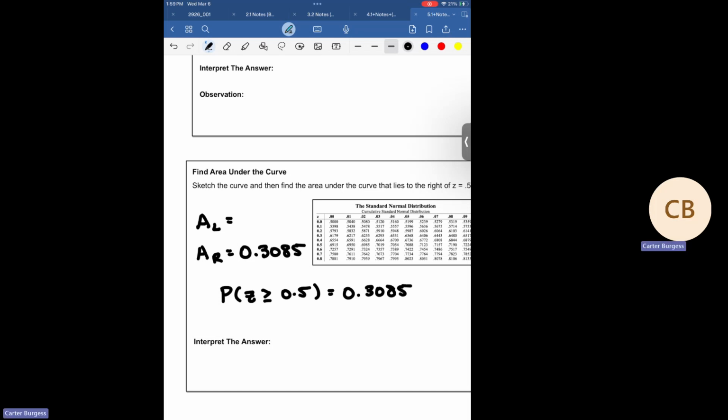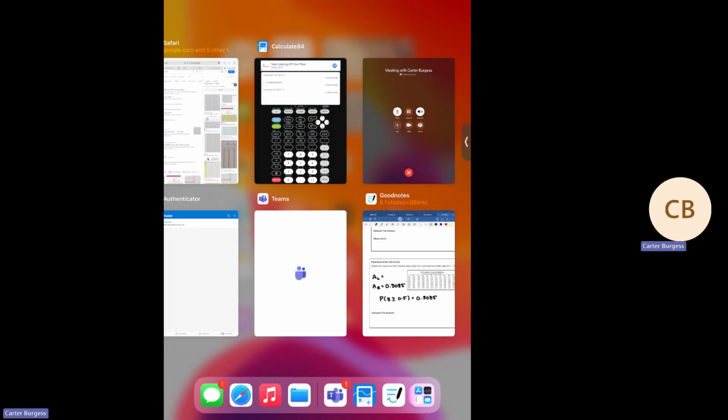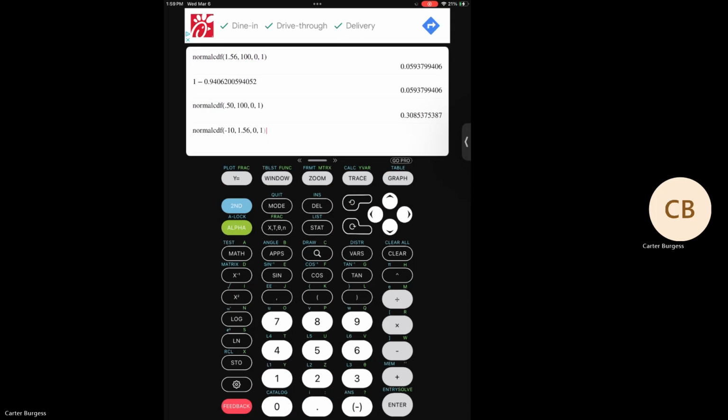What could I then do to find the area to the left? We could either do 1 minus, or we could make the 0.5 the upper bound. Either way would work. If we wanted to make this the upper bound, we could use -10 or -100 or what have you. It doesn't matter. I get 0.6915 as the other area.